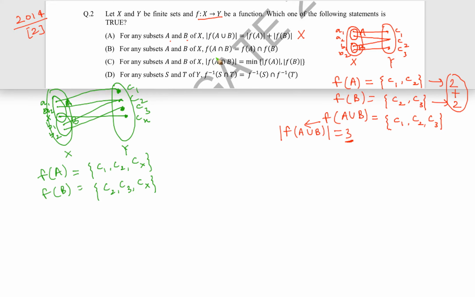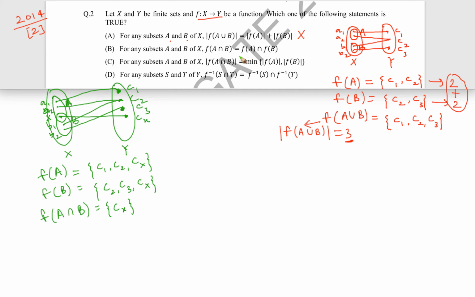Okay, and they are talking about also A intersection B. So f of A intersection B is what? See, A intersection B in this case has only one element x, and what is its mapping? Cx. So f of that is going to be simply Cx.